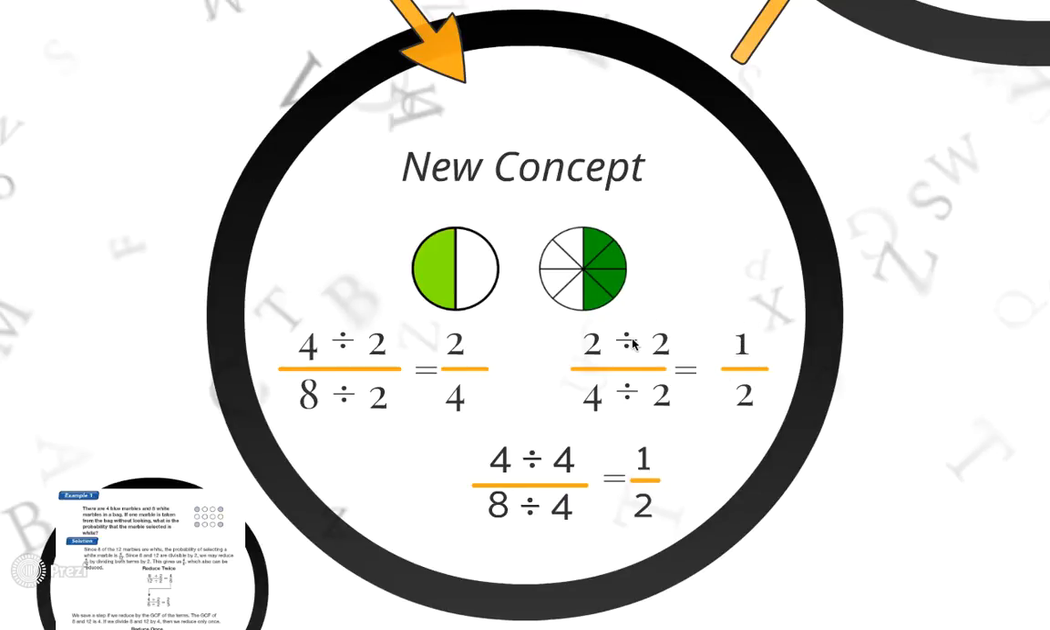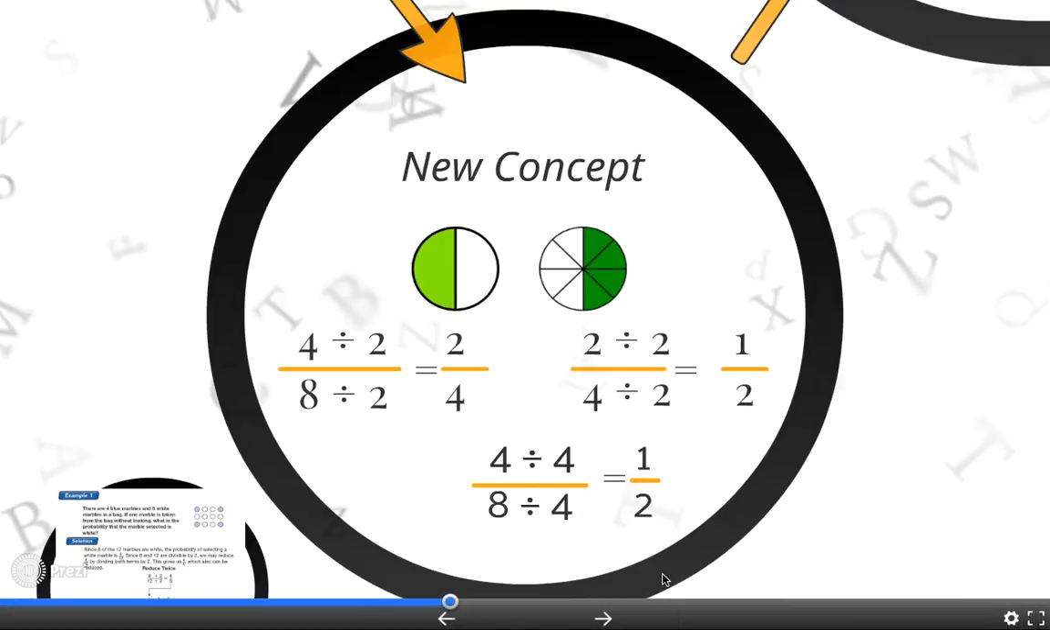We could actually skip these steps if we just use our GCF, which is our greatest common factor between 4 and 8. Now, our greatest common factor of 4 and 8 is 4, right? So if we just go ahead and divide by 4, 4 divided by 4 equals 1, and 8 divided by 4 equals 2.